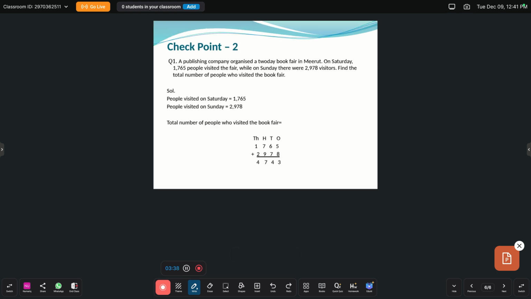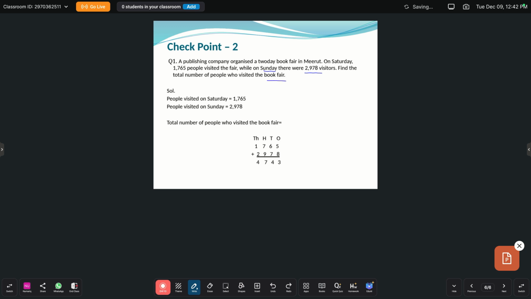So here we will start with checkpoint 2. Here we have the word problems. The first word problem: a publishing company organized a 2-day book fair in Meerut. On Saturday, 1,765 people visited the fair. On Sunday, there were 2,978 visitors. Find the total number of people who visited the book fair.